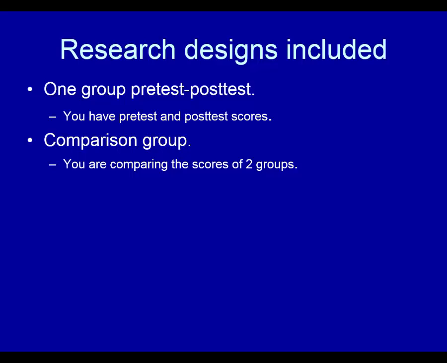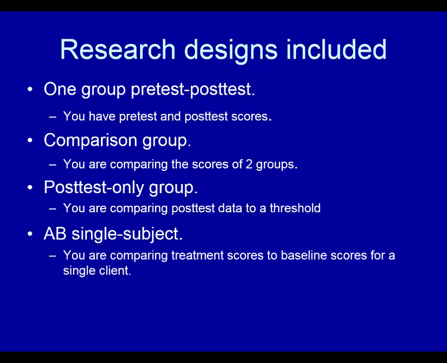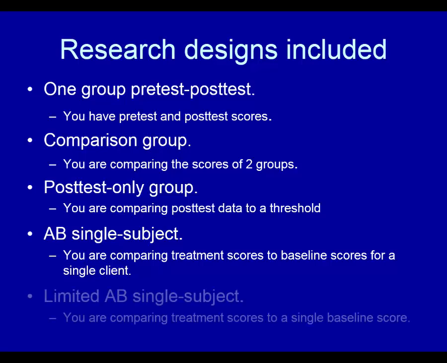You could also use this just to compare the post-test scores, but that's not what we'll illustrate here. Post-test only group is when you only have data at the end of treatment, but no data beforehand. And you're comparing post-test data to some kind of threshold of functioning that normally represents where people are before they get service, or if they have not had service. The AB single subject design is when you are comparing treatment scores to baseline scores for a single client.